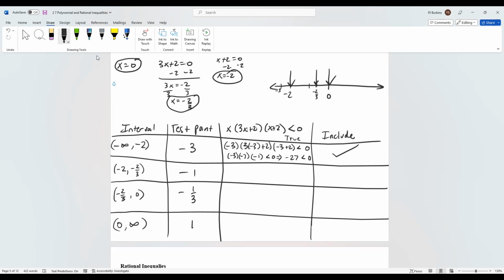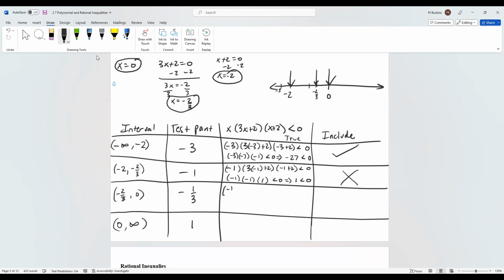All right, let's plug in -1. So -1 times 3 times -1 plus 2, times -1 plus 2. 3 times -1 is -3, plus 2 is -1, and -1 plus 2 is 1. We end up with 1 is less than 0. That is not true. We do not include that region.